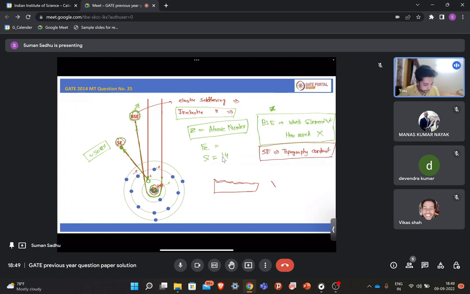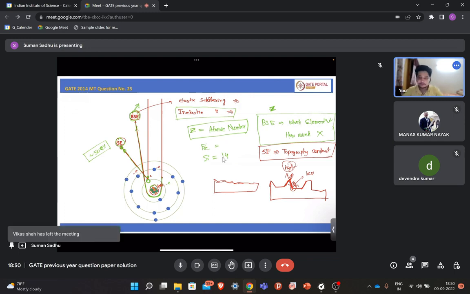Let's say your surface is like this. Somewhere the depth is more, somewhere less. From this area, more secondary electrons can come out. But if it is a pore in this area, the electrons will scatter in many directions, and some of the secondary electrons will get absorbed. So fewer electrons will come out from here, and more from here. So this area will appear bright, and this pore area will appear dark. So it will give you a topographic contrast.